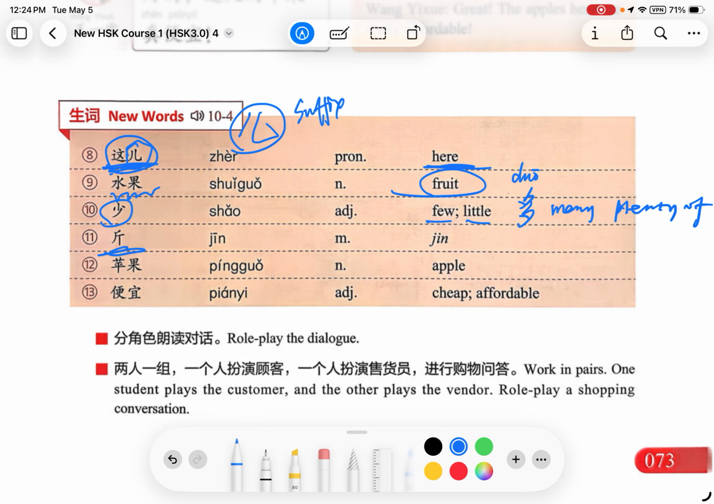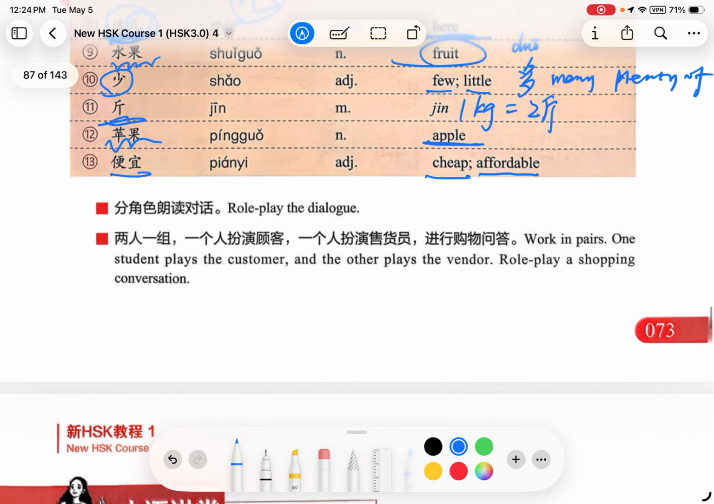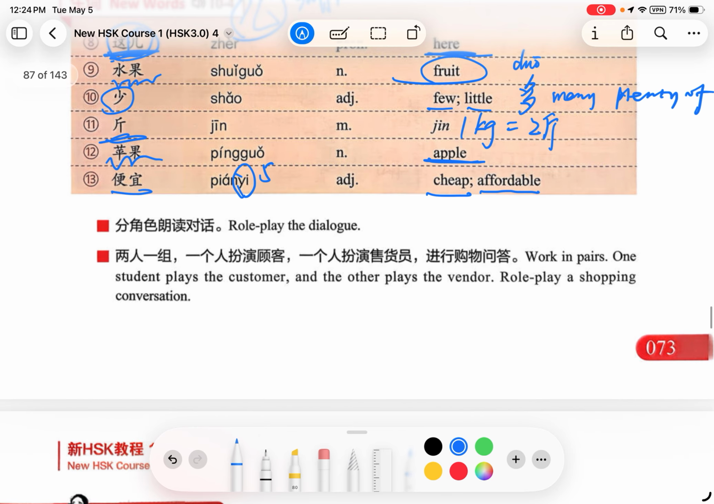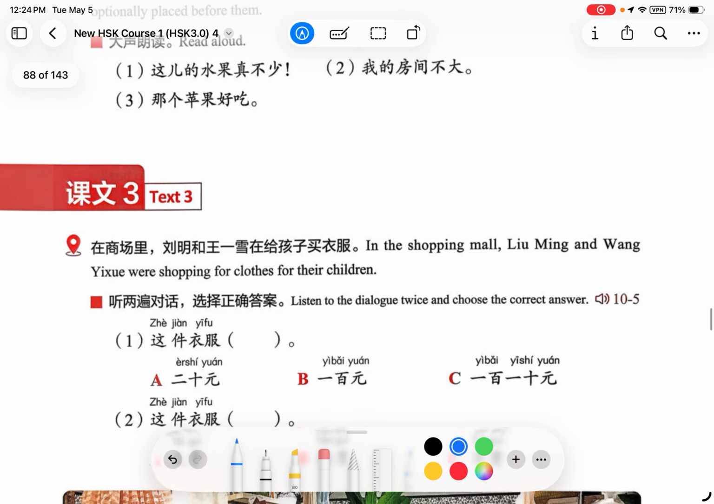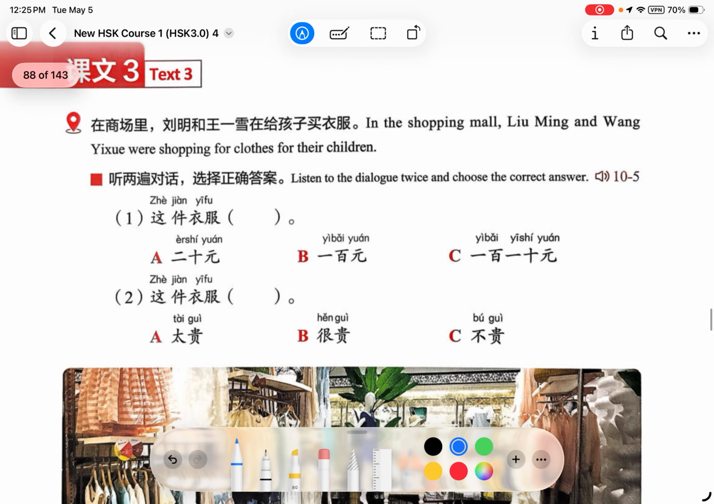And 斤 is a measure word. It's a Chinese measurement. So we have kilogram, right? 1 kilogram equals 2斤. 苹果 is apple. 便宜 cheap, affordable. 便宜 is neutral tone. Okay. Text 3.